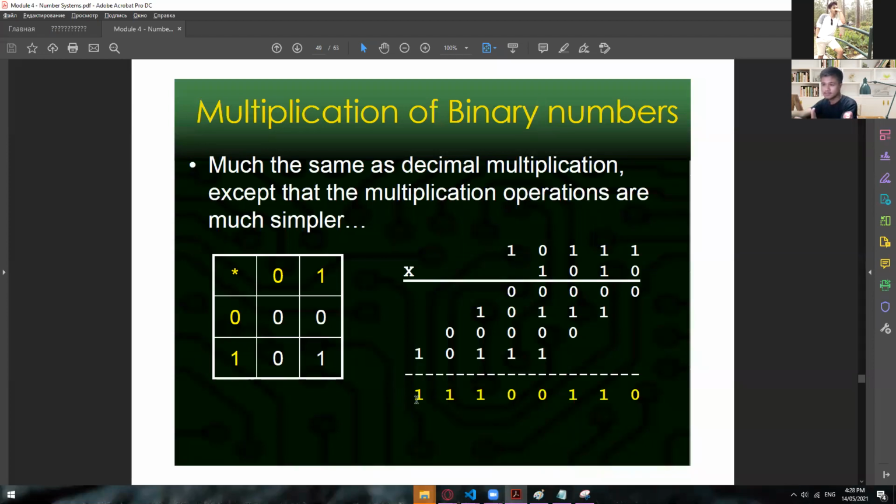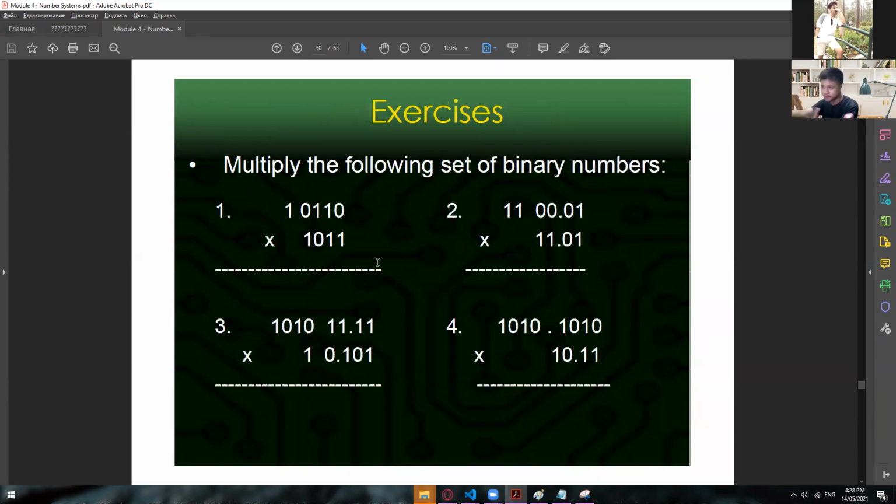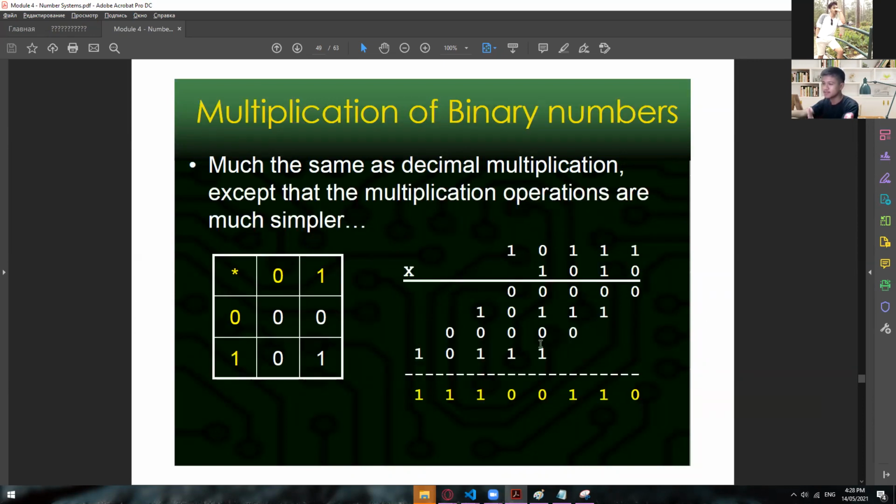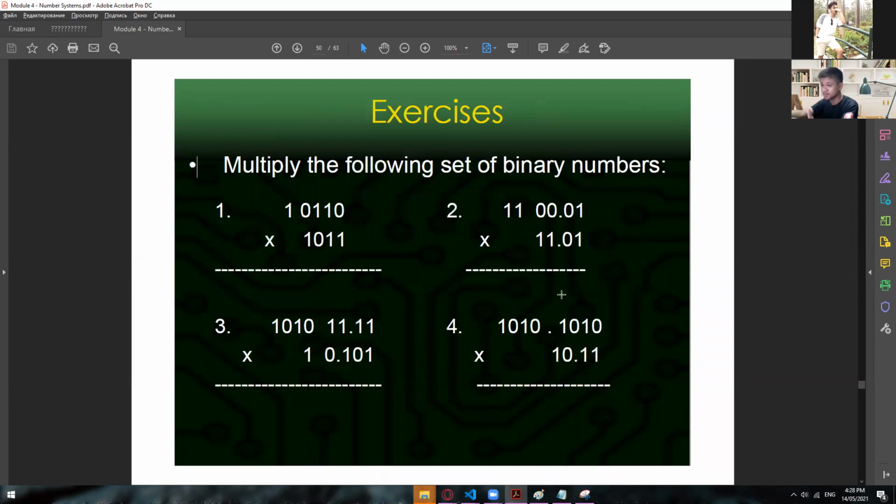Okay, so did you guys get this one so far? Okay, that's a good thing. All right, so I guess this one is the easiest.